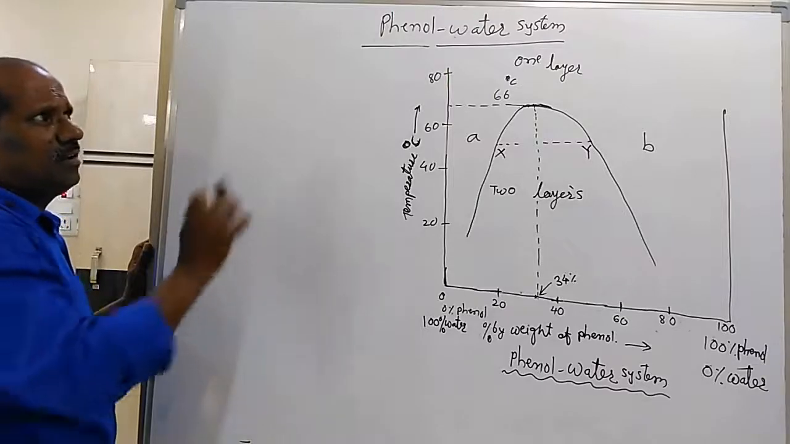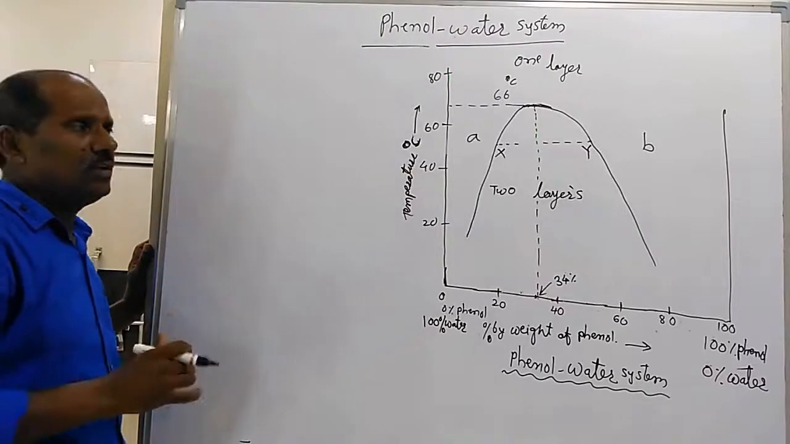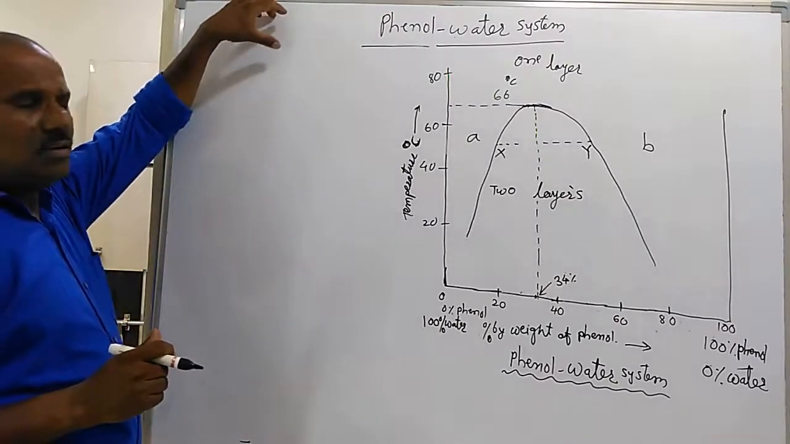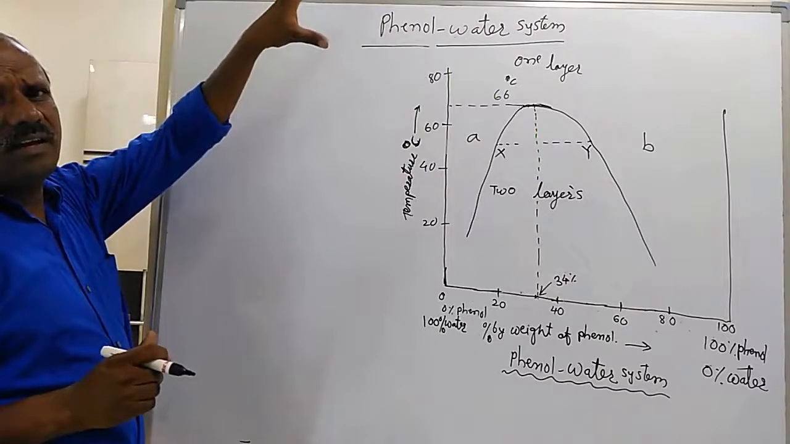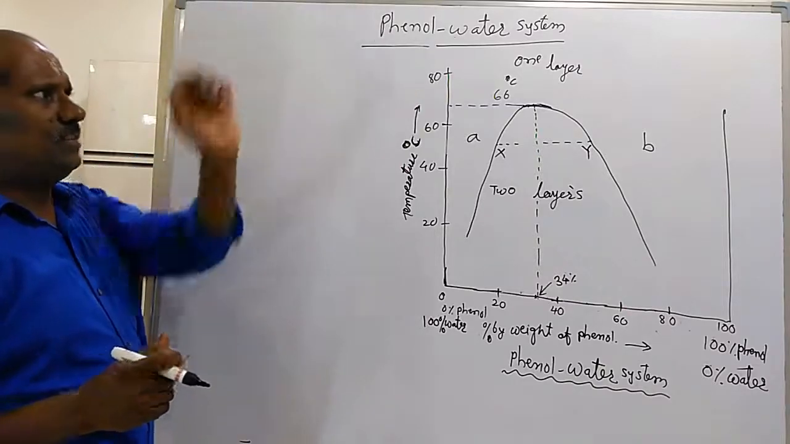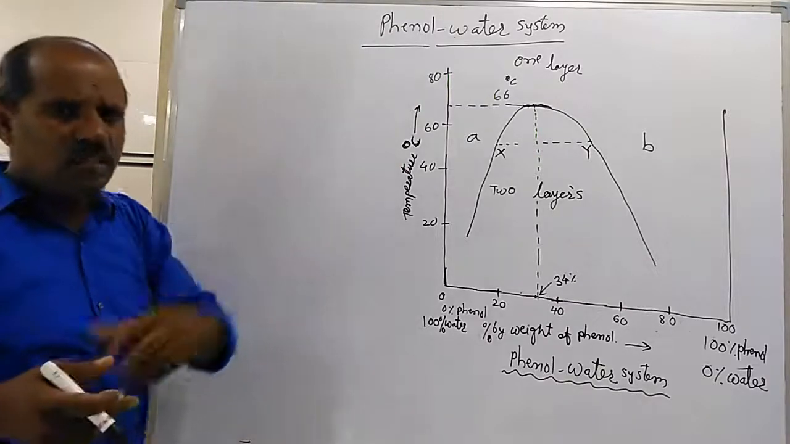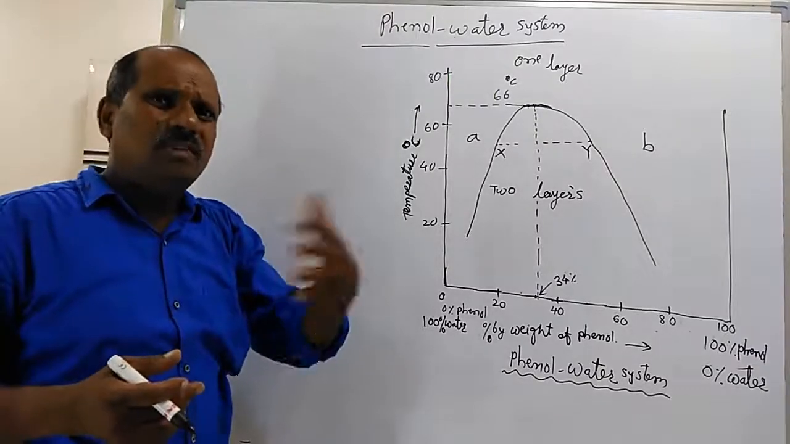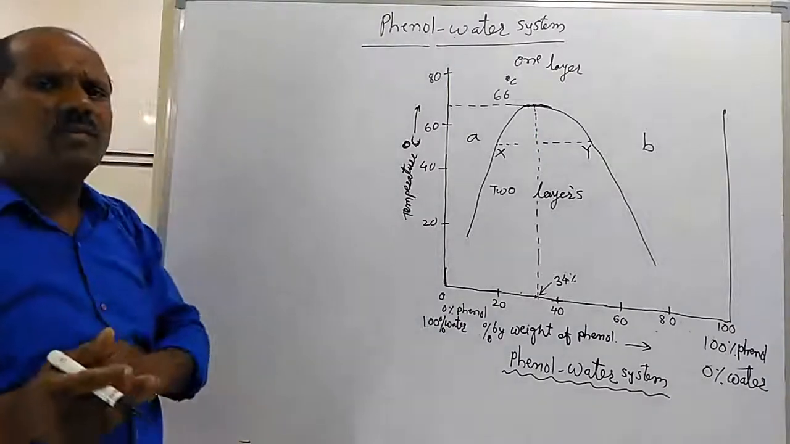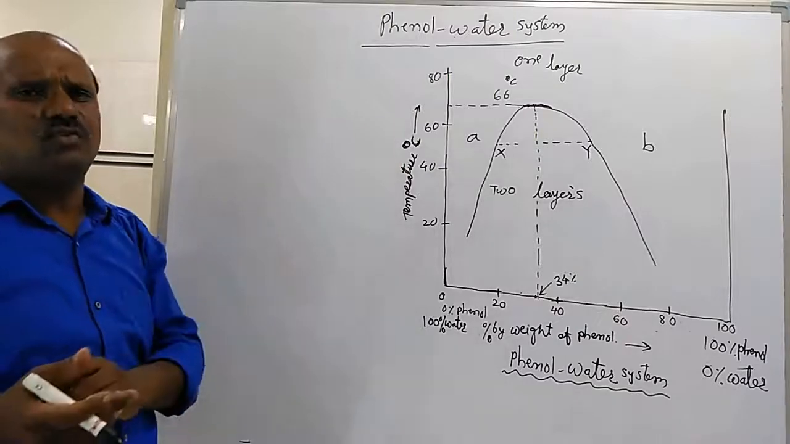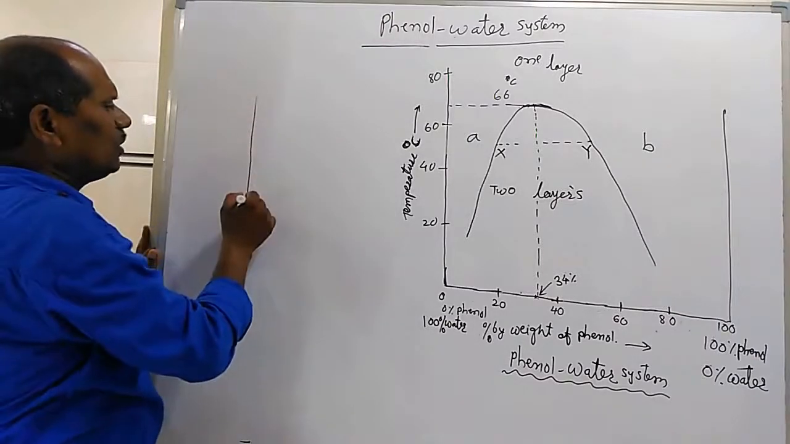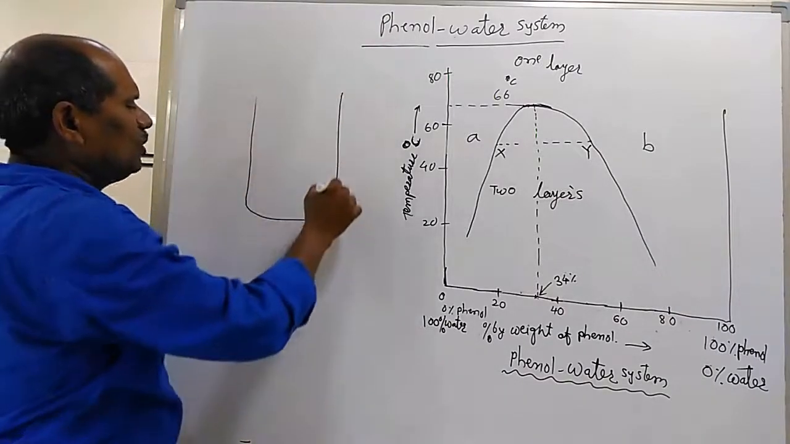Now I am explaining the phenol water system in detail. Listen here, this is one of the examples of partially miscible liquids. How the solubility of partially miscible liquids is affected by temperature, that we have to see. Partially miscible liquids are those liquids which show partial miscibility with each other.